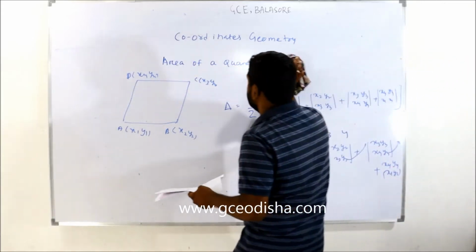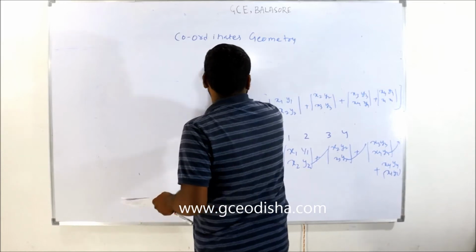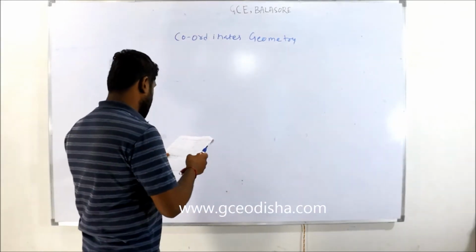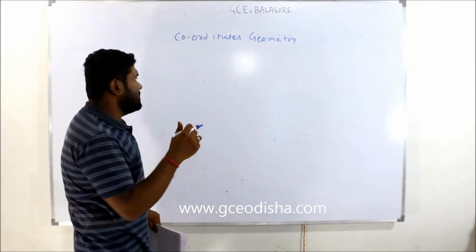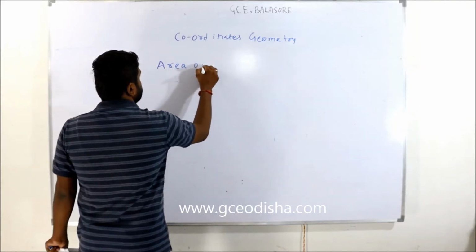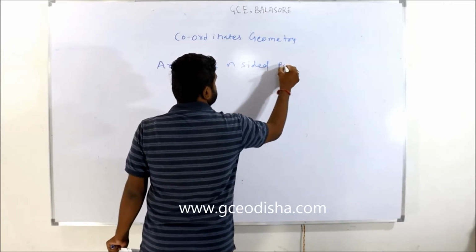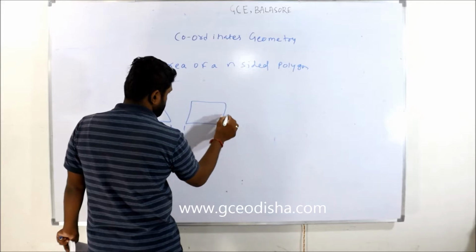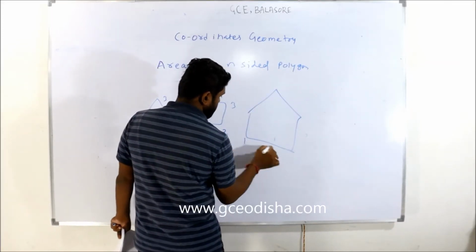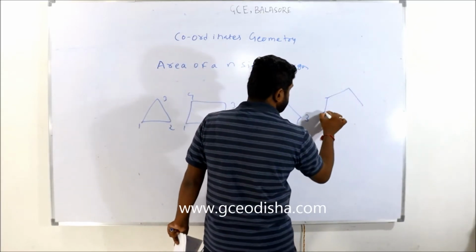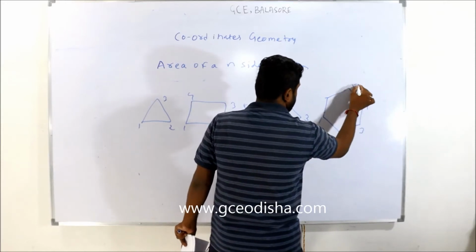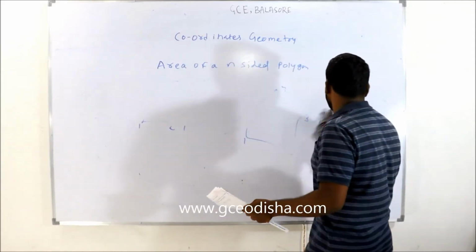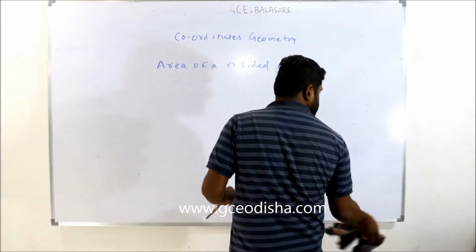Okay, there is a generalized formula given for the area of an n-sided polygon. Like a triangle is 3-sided, 1 2 3; a quadrilateral is 4, 1 2 3 4; a pentagon is 5, 1 2 3 4 5; a hexagon is 6-sided, 1 2 3 4 5 6. For n-sided polygons there is a general area formula. I am writing this formula.